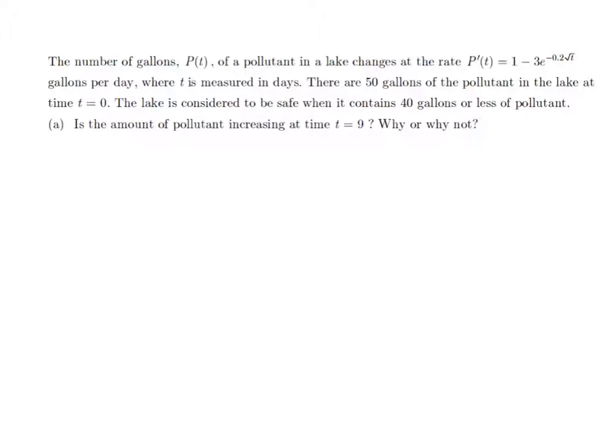Part A is asking, is the amount of pollutant increasing at time t equals 9? Why or why not? So I want to know if the amount is increasing. So you might be attracted to thinking about actually P of t, which is giving you the number of gallons and the amount. But the interesting part is you only have the rate function. But let's think about if we want to know if a function is increasing or decreasing, because that's essentially what the question is asking. How does the derivative help me determine that?